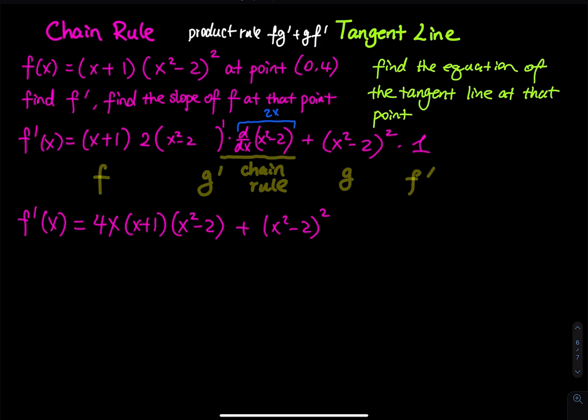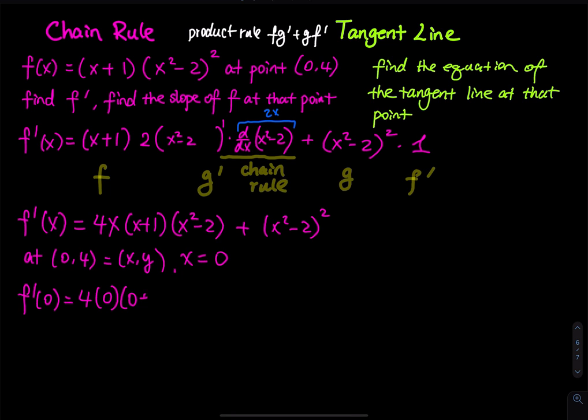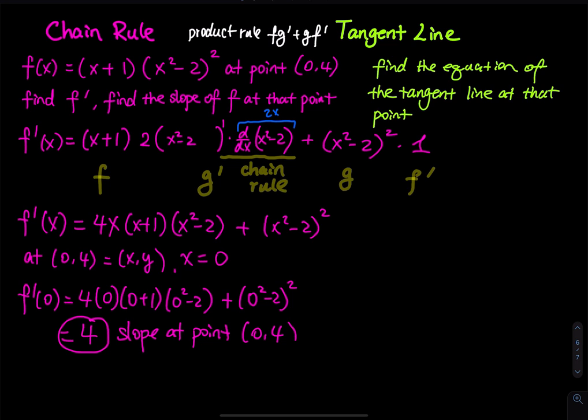And then at this point, so at (0, 4), so this is a point x, y, x is equal to 0. So let's find the slope f prime of 0. When you find a slope, you plug it into f prime. When you find a point on the curve, you plug it into function f. So you have 4, this is convenient, 4 times 0, then the whole thing is 0. 0 plus 1, and then 0 squared minus 2, so we have a big 0 right here. And then plus 0 squared minus 2, squared. So that means everything depends on the second factor. So we have negative 2 squared that is equal to 4. So this is my slope at point (0, 4). So that is my slope.